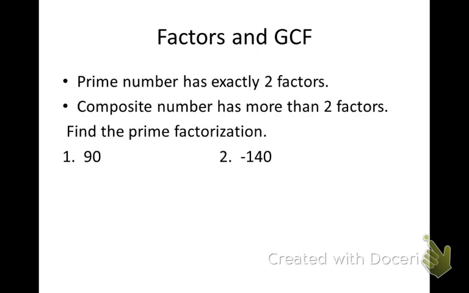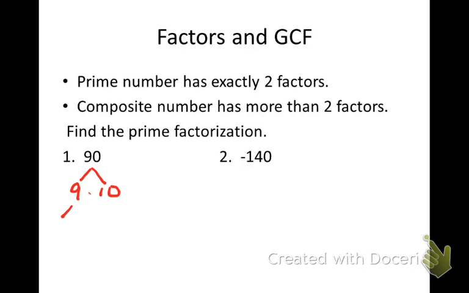Prime factorization means you want to find prime numbers that multiply together to give you another number. Usually what most people do is make a factor tree. It doesn't really matter what you start with, you are done when you get to prime numbers. So I can start with 9 times 10. If you want to start with 3 times 30, you can.